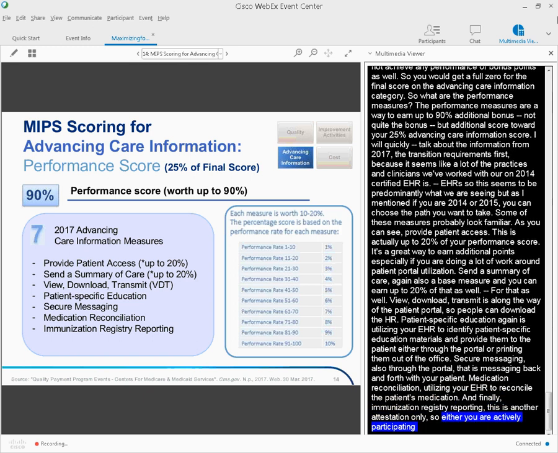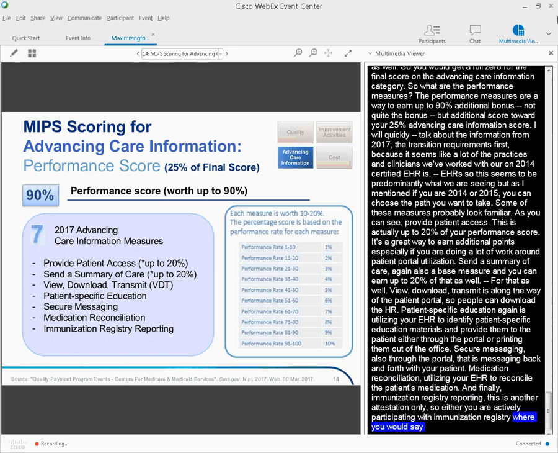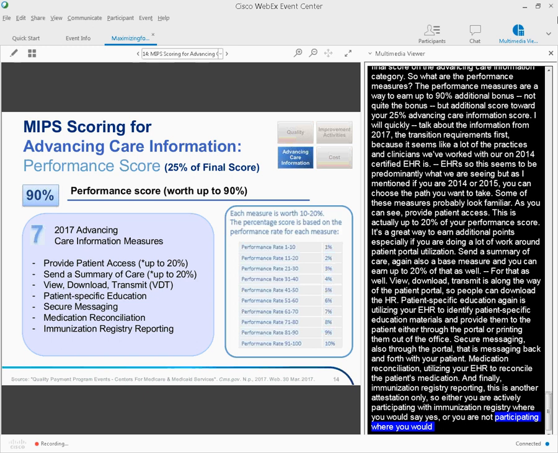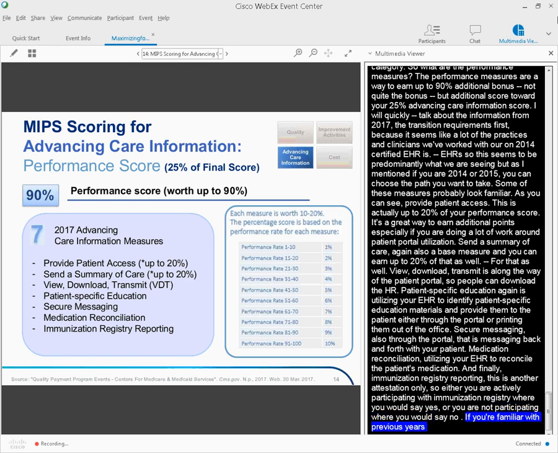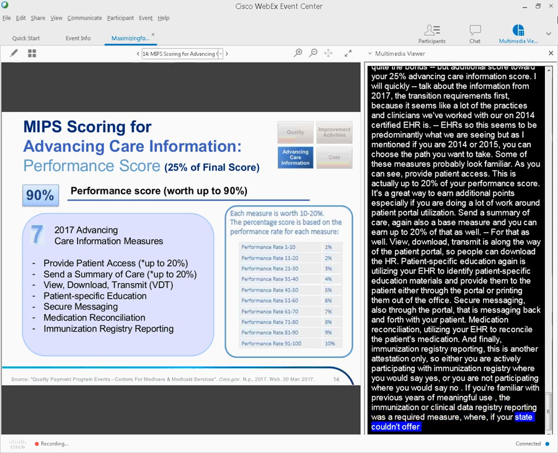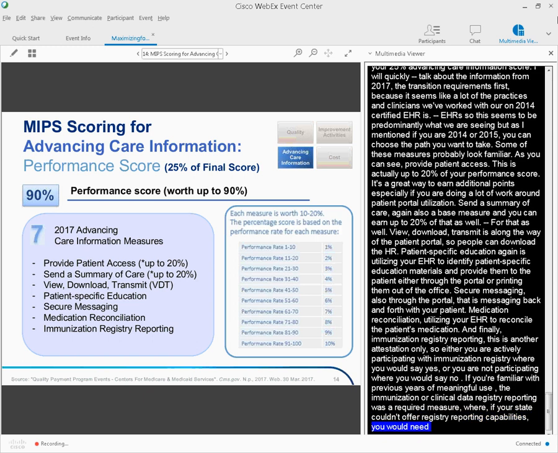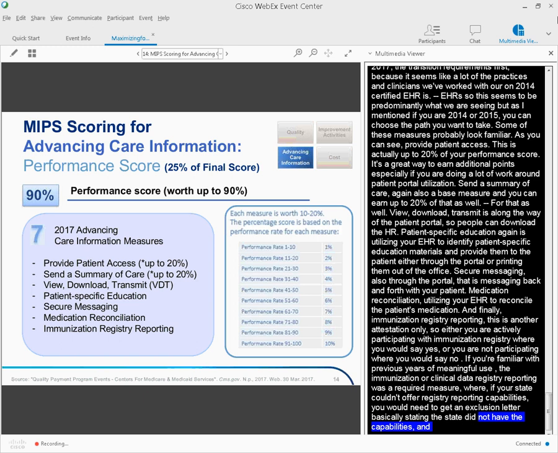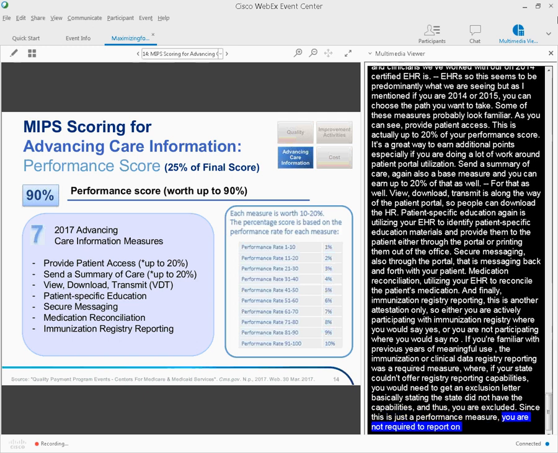If you're familiar with previous years of meaningful use, the immunization or clinical data registry reporting was a required measure where if your state couldn't offer registry reporting capabilities, you would need to get an exclusion letter, basically stating the state didn't have the capabilities and thus you were excluded. Since this is just a performance measure, you're not required to report on it, so if you're not participating, you won't get bonus points, but you're also not going to get penalized. So a little flexibility there.